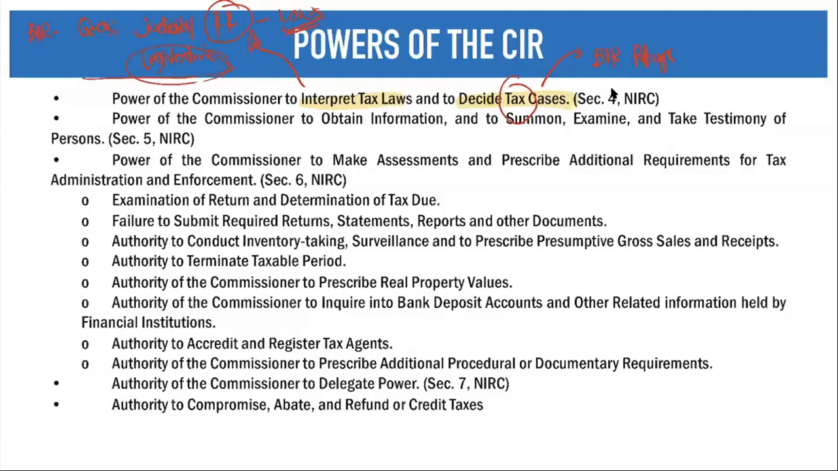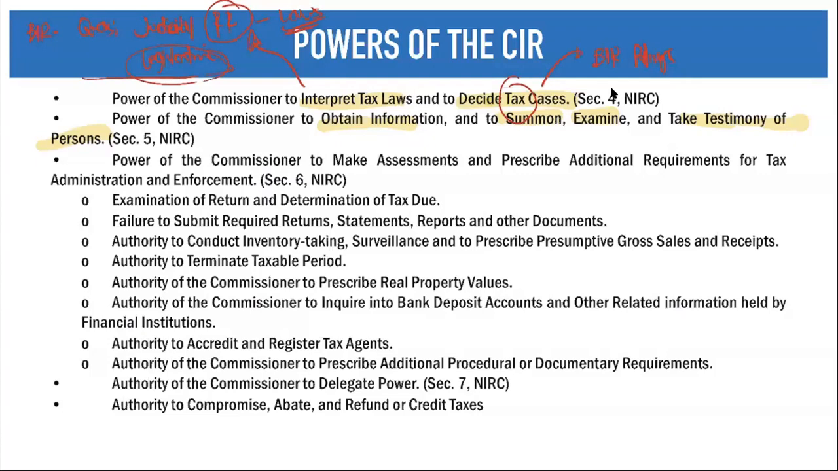Another power of the CIR is the power of the commissioner to obtain information, summon, examine, and take testimony of persons. So in your obtaining of information, generally this is used, guys, just to determine the correctness of any particular tax return and determine the compliance of the particular taxpayer, whether they are paying the correct tax amount or they are paying their proper tax liability. So again, they obtain information just to determine if ever a particular taxpayer properly filed, properly paid, or if there is any unpaid amount of taxes due from that taxpayer.